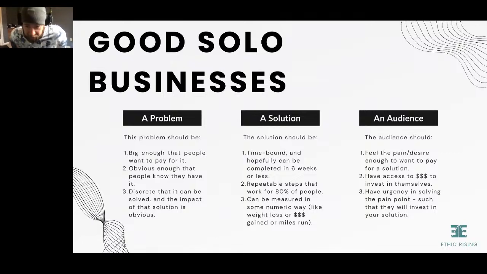Number two, that audience has to have access to money to invest in themselves. We talked about this a little bit already on the last slide, but if you are unable to find an audience with money, then you're not going to be able to have a business, likely, right?